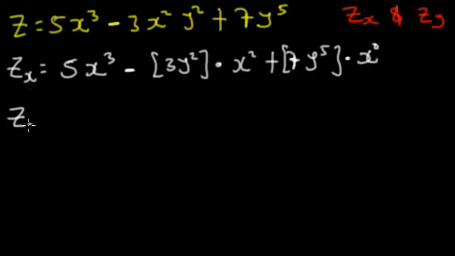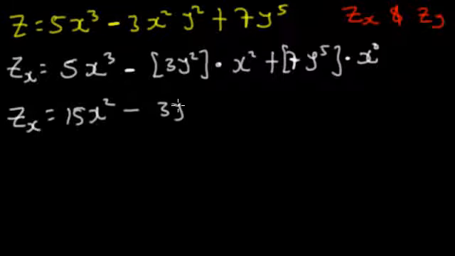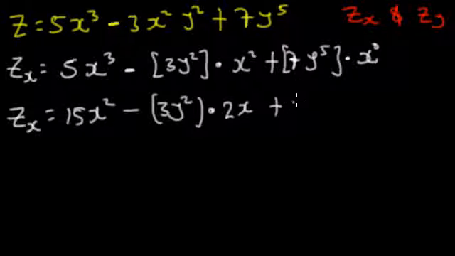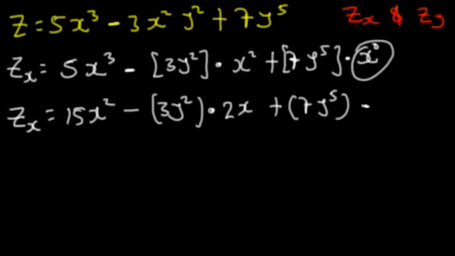So now to get our final answer for z of x, we can differentiate the x terms with respect to x. So d/dx of 5x to the power of 3 is simply 15x squared. Then minus, we have 3y squared, which we are multiplying times the derivative of x squared, which gives us 2x. Then plus, we have 7y to the power of 5 multiplied by the derivative of x raised to the power 0. Since x raised to the power 0 is simply 1, that's a constant, so its derivative is 0. And 0 multiplied by this entirely is simply 0.